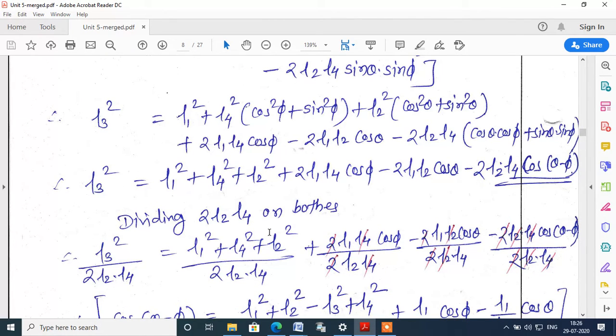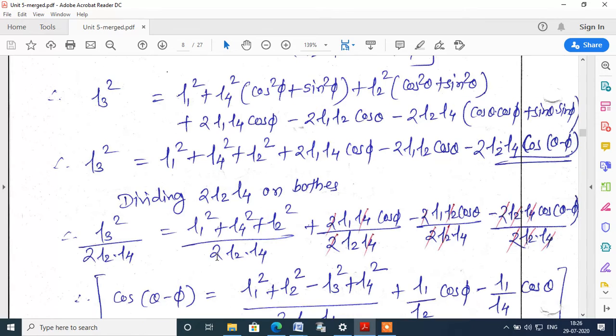Now dividing by twice L2 L4 on both sides, this becomes L1 square plus L4 square plus L2 square divided by twice L2 L4, plus twice L1 L4 cos phi divided by twice L2 L4, minus twice L1 L2 cos theta divided by twice L2 L4, and minus twice L2 L4 cos of theta minus phi divided by twice L2 L4. Here L2 L2 get cancelled, L4 L4 get cancelled.